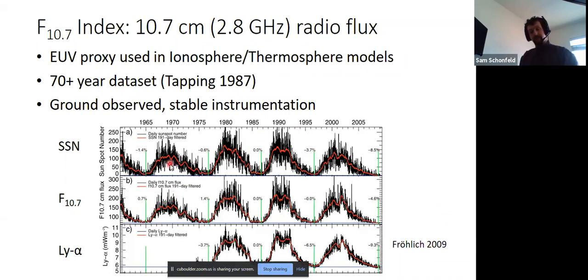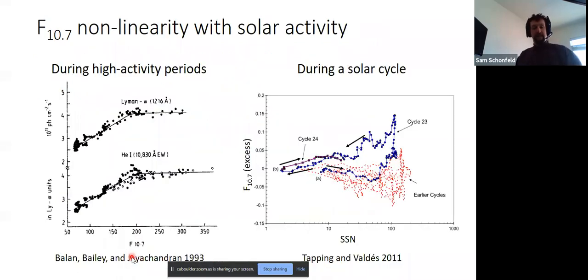So F10.7 is in the middle, sunspot number on the top, Lyman alpha flux on the bottom. You see they all correlate very well over solar cycle timescales. But it's not perfect. And these issues are motivations for why other proxies have been developed.